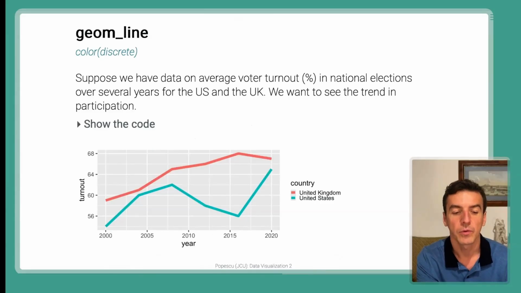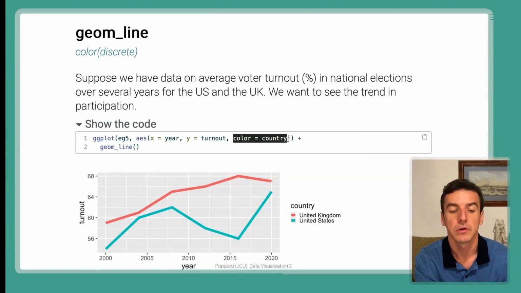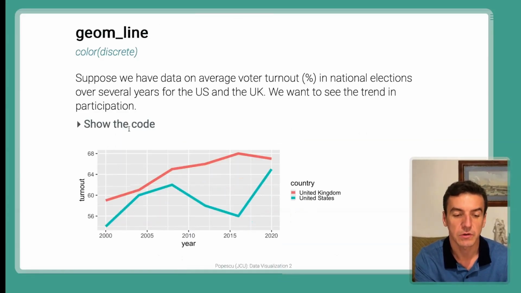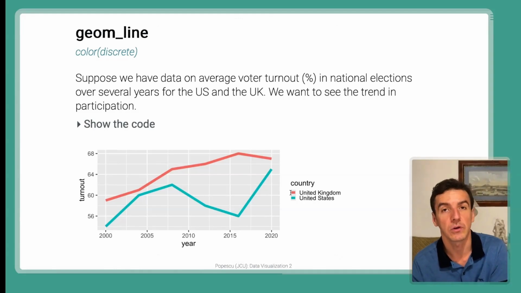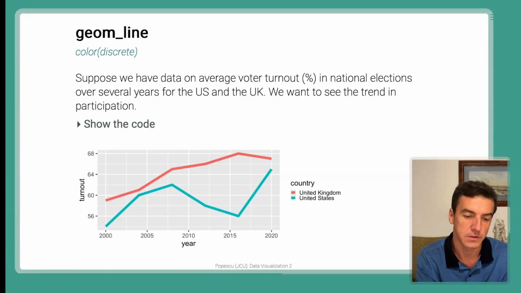So this is how we can represent distinct categories using different colors. This graph shows the evolution of turnout for the United Kingdom and the United States. This is how we represent these colors. We simply add the color option within aesthetic. So we put this here, and this allows us to produce a graph like this. This is very commonly used when you want to show different categories for your time trends. You want to show how voter turnout evolves for different countries. So this is a very common use.